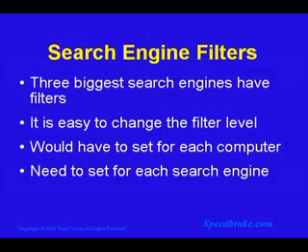One of the most common kinds of filters are those that are within search engines. The three biggest search engines, Google, Yahoo, and Live Search from Microsoft, all have filtering built in. They also make it easy for you to change the filter level. The drawback is that you would have to set the filter levels for each computer that your family uses.